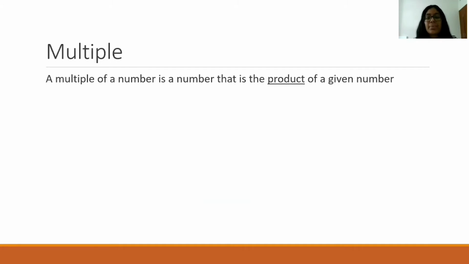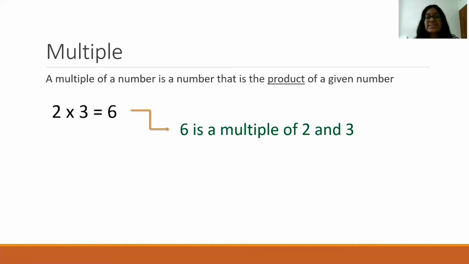Now let's look at a multiple. A multiple of a number is a number that is the product of a given number. Now, what is a product? Let me give you an example. We know that 2 multiplied by 3 gives us the product, which is 6. So if 6 is the product of 2 and 3, then 6 is a multiple of 2 and 3.